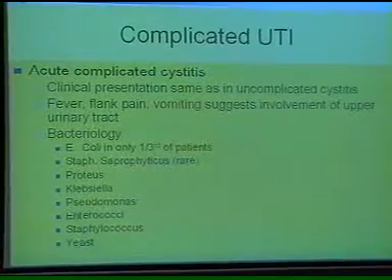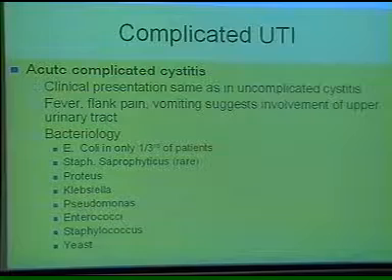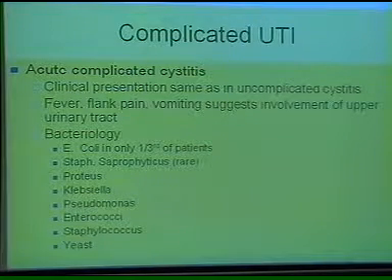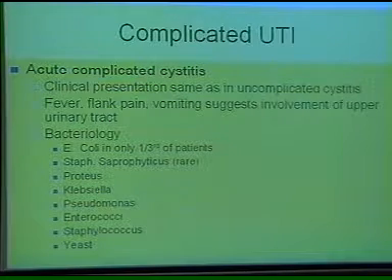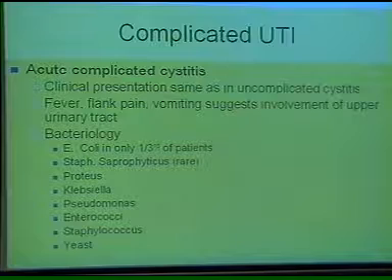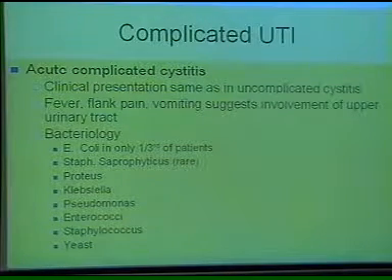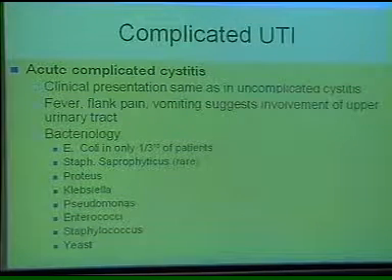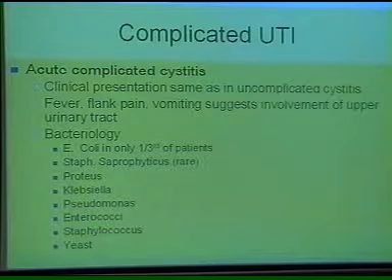Acute complicated cystitis. If a patient presents with cystitis who has the before mentioned risk factors, then it comes under the category of complicated infection. The patients with cystitis can have upper urinary tract involvement along with the lower urinary tract symptoms. In that case, fever, flank pain, and vomiting suggest that the upper tract is being involved.